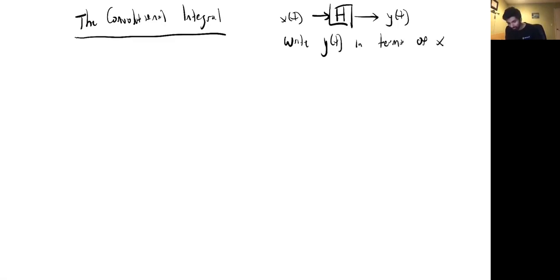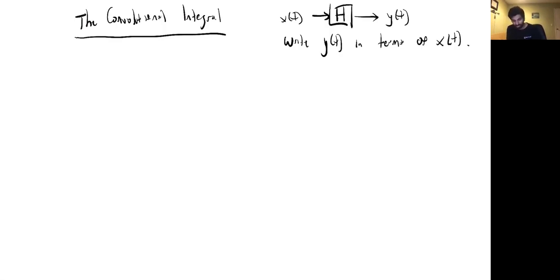So let me expand now on the convolution integral. In a more general sense, we can apply a similar idea for the impulse response as before, showing that the output of any LTI system can be represented in terms of the impulse response. So let me first go with our goal. Our goal is that I have a system, capital H, where I put in some signal x of t, and I get out y of t. So the goal is to write y of t in terms of x of t.